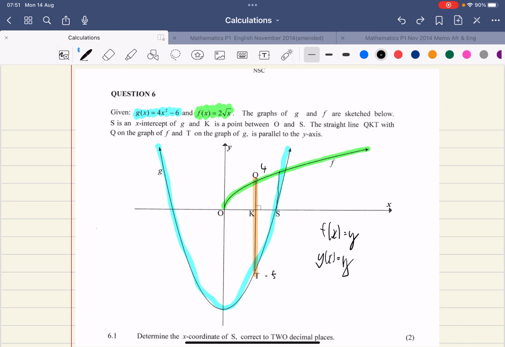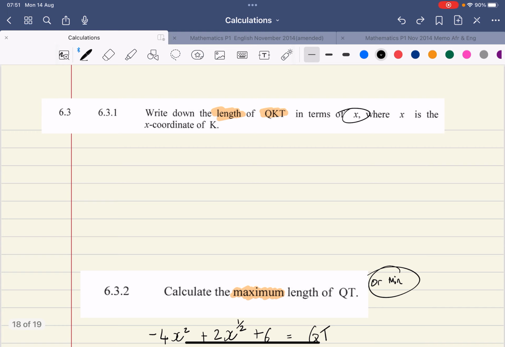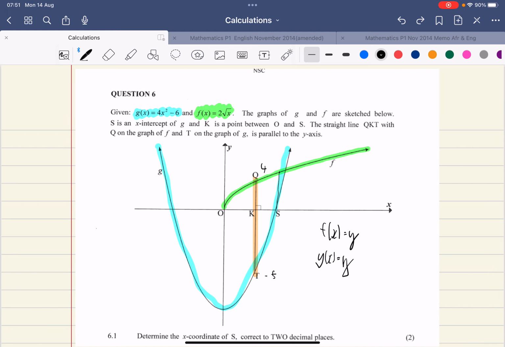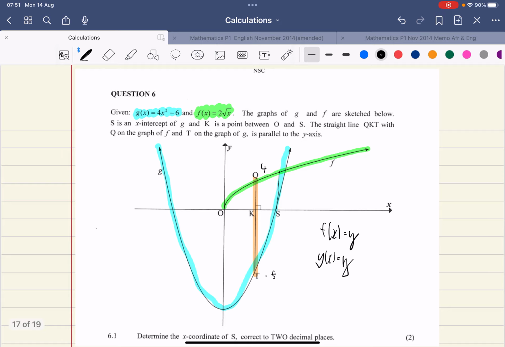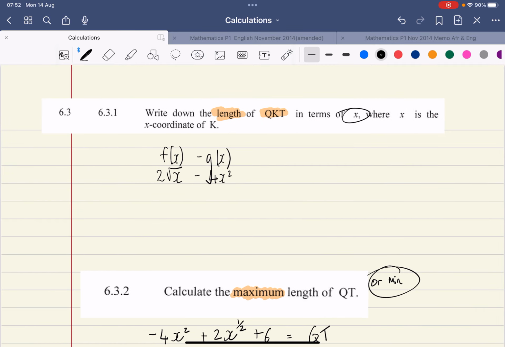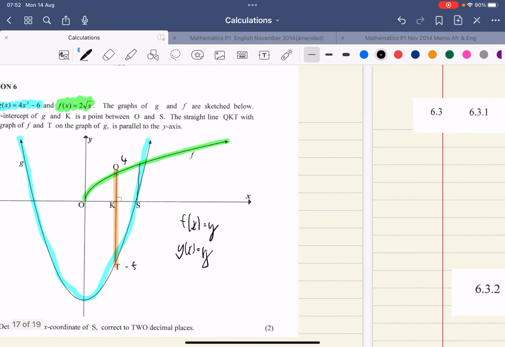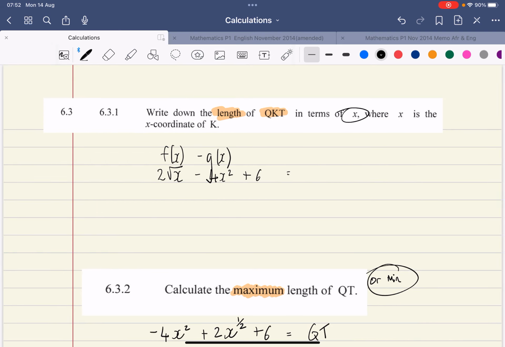So let me write it out, then I'll talk about it a bit more. We're going to say, in terms of f of x, 2 root x, so we're going to say f of x minus g of x. So it'll be 2 root x minus 4x squared plus 6. And that will be QT. Now, what have we done here?